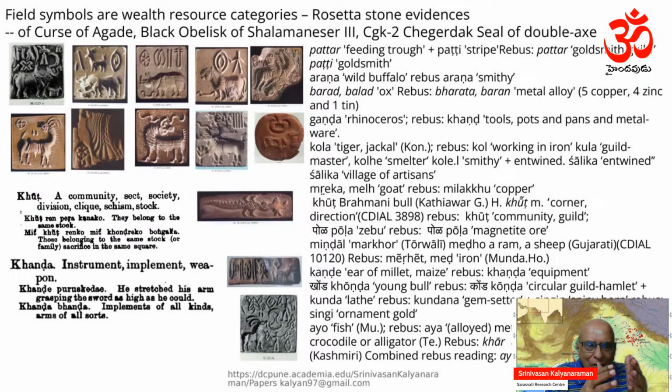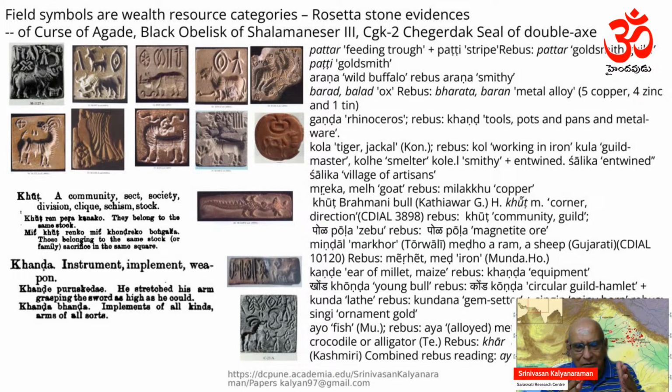Wild buffalo is Arana. Similar sounding word is Arana, smithy. Ox is Bharat or Balad, ox. Similar sounding is Bharata, Bharat, metal alloy: 5 copper, 4 zinc, and 1 tin. Kanda is rhinoceros, Kandamrugam. Similar sounding, Kand: tools, pots, and pans, metalware.